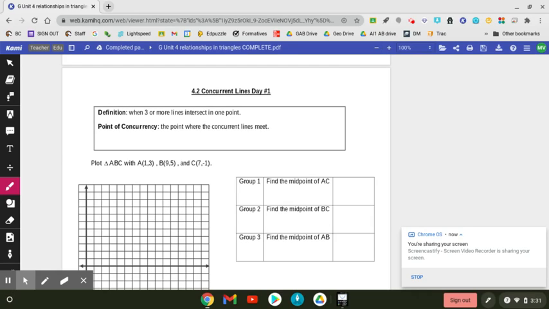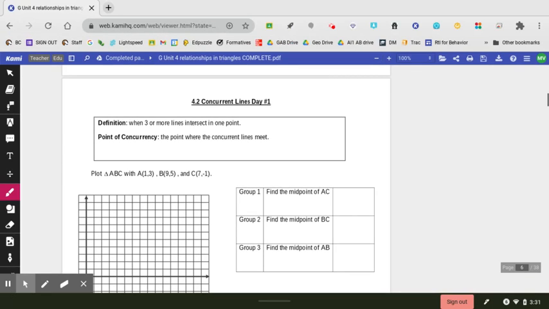Hello, everyone. Welcome back. Yesterday, we talked about what an angle bisector is and what a perpendicular bisector is. Today, we're going to focus on something called concurrent lines. So, concurrent lines are when three or more lines intersect at the same point.